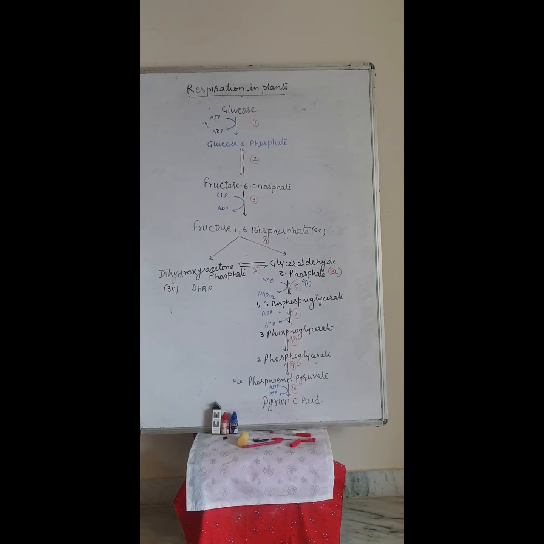First, glucose is converted into glucose 6-phosphate, fructose 6-phosphate and fructose 1,6-bisphosphate. This process is not involved in the Krebs cycle. In these processes, energy is consumed. So steps 1 to 5 are energy consuming, and these are called energy consuming steps.